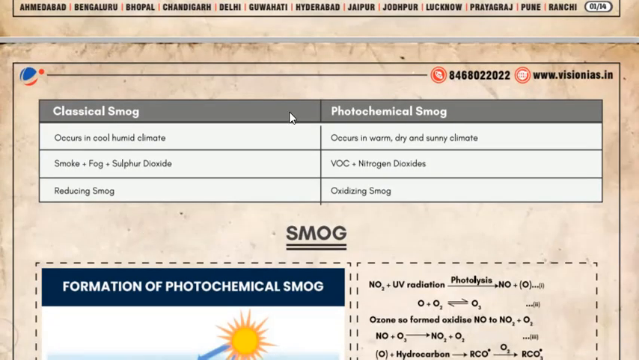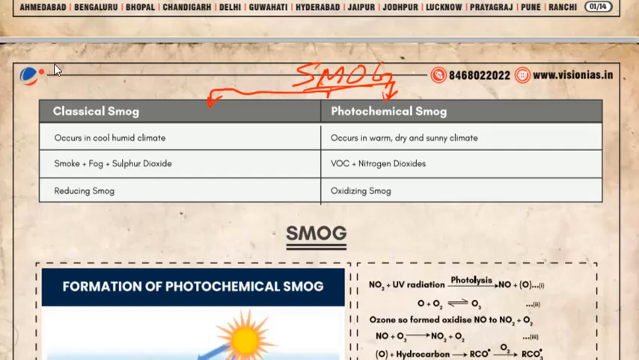The next topic was about smoke. Okay, this is about smoke. There are different types of smoke. Two types of smoke are written: one is classical smoke and the other is photochemical smoke. But before starting this topic, I will ask you a simple question.